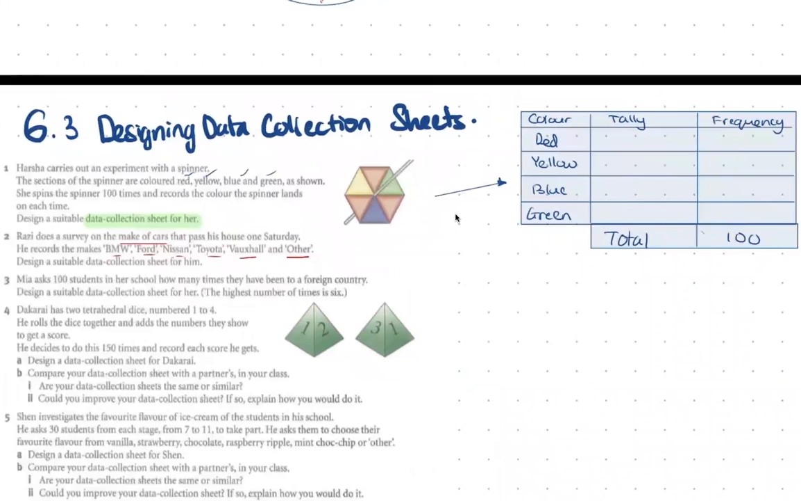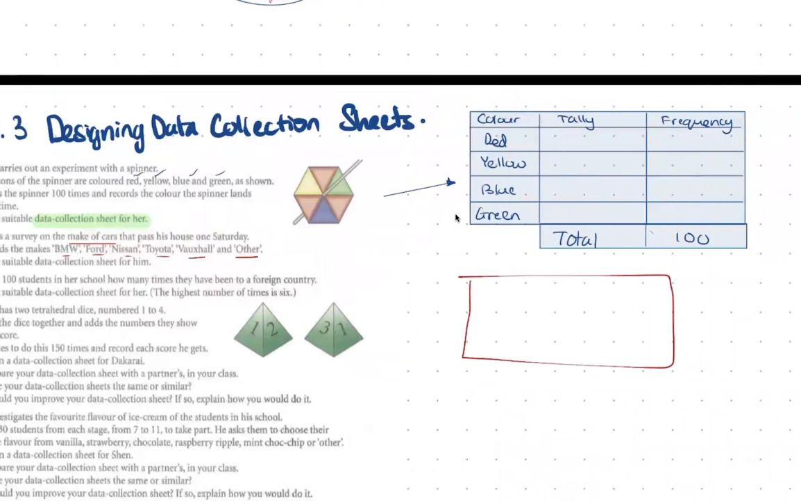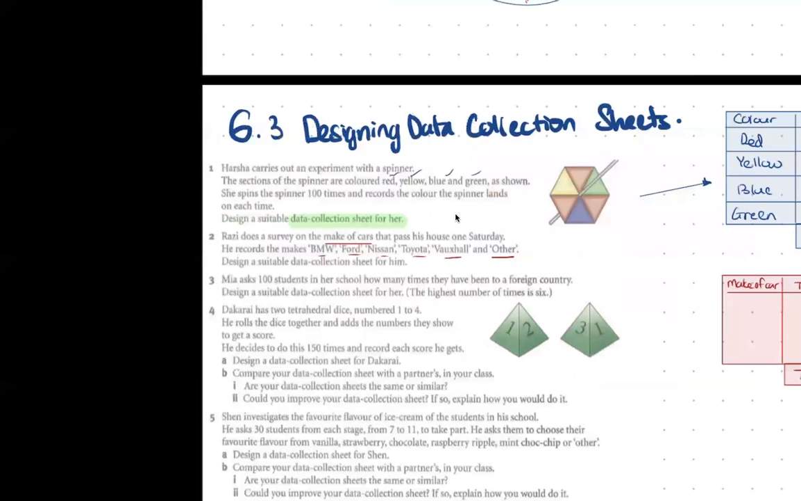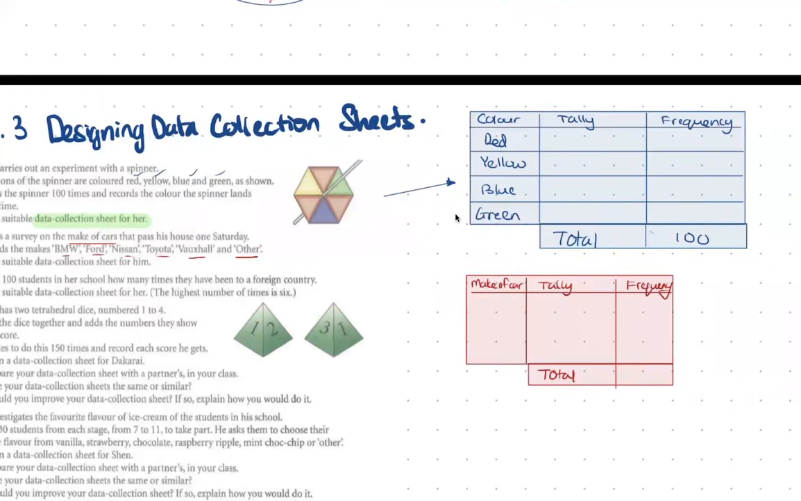It's the same thing. We're just going to draw a table. Make sure we have at least 3 columns. So we're just going to draw it all the way down. Total. It's going to be make of car, tally, and frequency. So it didn't say how many, so I don't have a total, but I know how many cars. 1, 2, 3, 4, 5, 6.